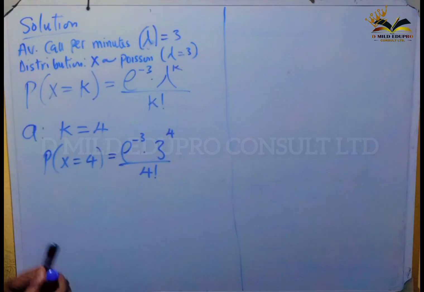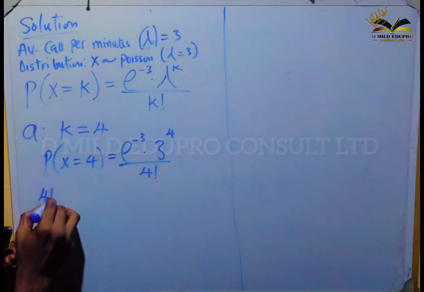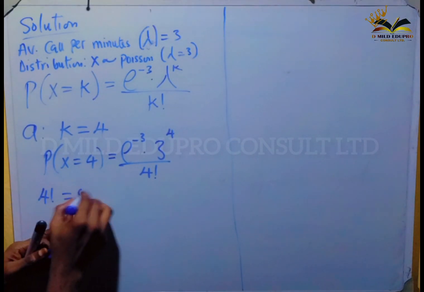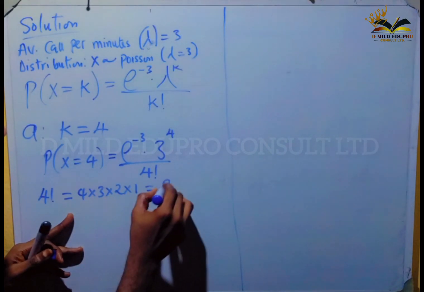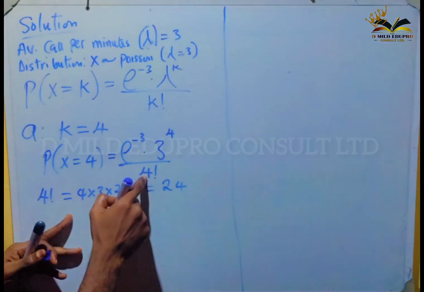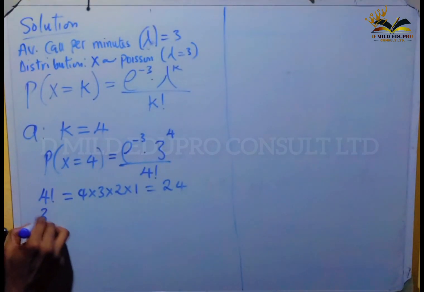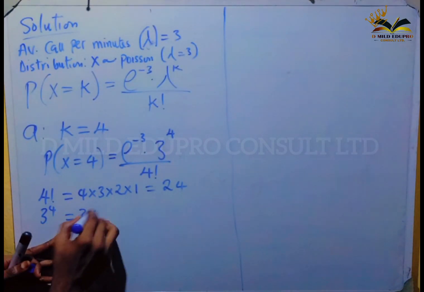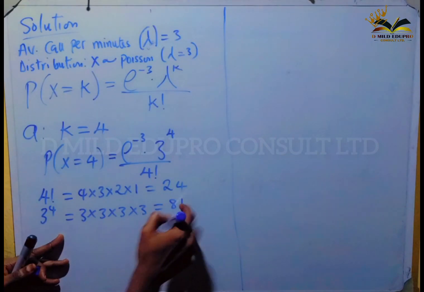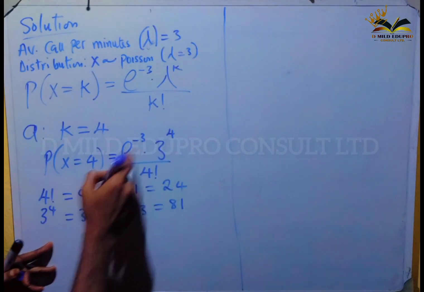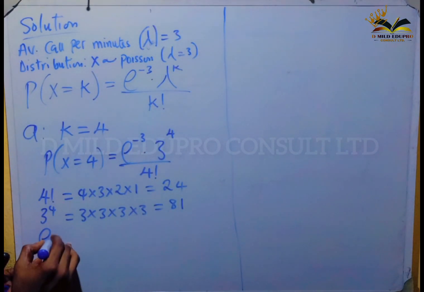Please note that 4 factorial is the same as 4 times 3 times 2 times 1, which is 24. So we'll replace 24 with this. And also know that 3 raised to the power 4 is the same as 3 times 3 times 3 times 3, which is 81. So we'll replace this with 81.